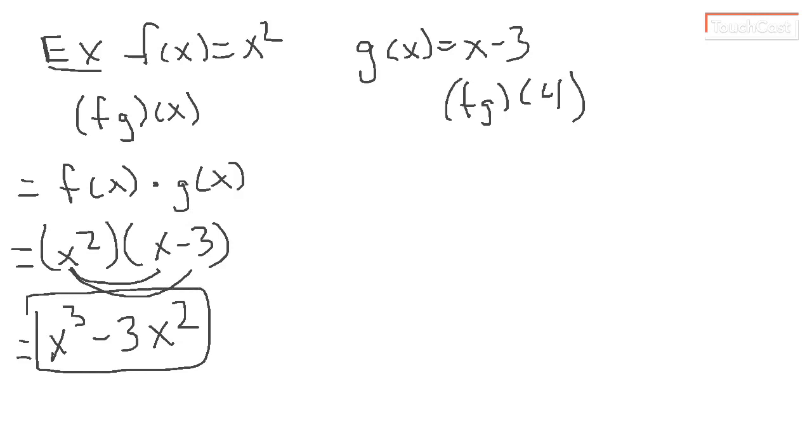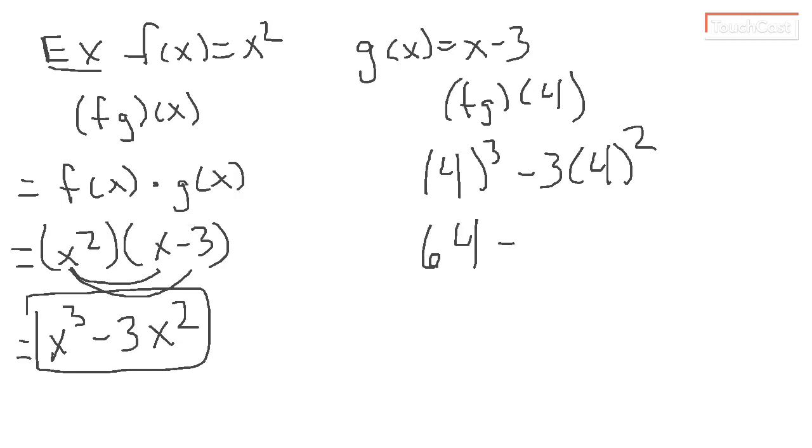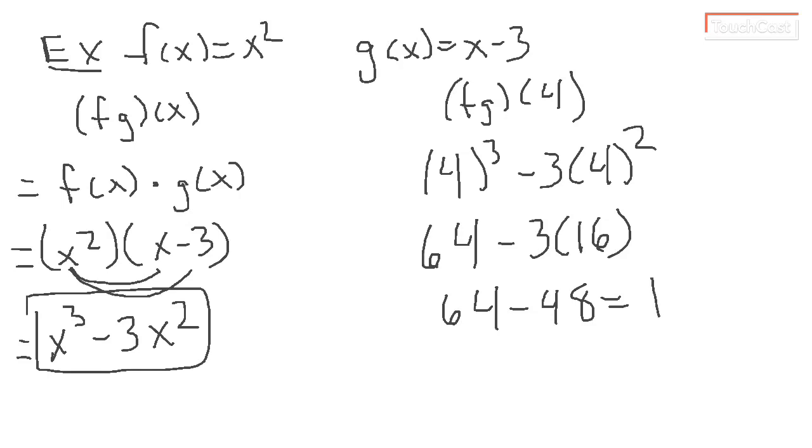Now let's figure out what that is when x is 4. So we're just going to replace x with 4. So 4 cubed minus 3 times 4 squared. Well, 4 cubed, that's 64. Minus 4 squared is 16, so 3 times 16. And 3 times 16 is 48, so we have 64 minus 48. That's going to give us 16.